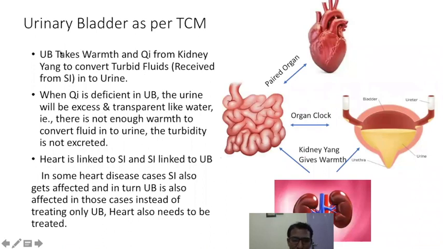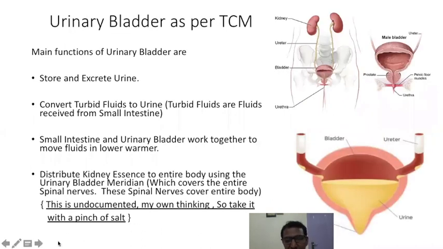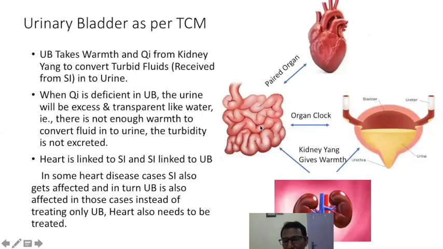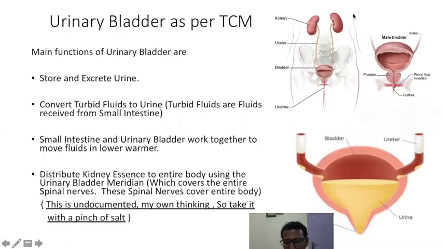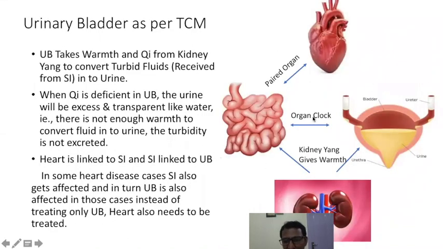So we saw that the urinary bladder creates urine. There are two things where one part I am not clear. Whenever TCM talks about the fluid which comes from the small intestine, there is no discussion of the fluid which comes from the kidney. The kidney filters the blood, and from that waste is collected and sent to the bladder as urine. That is one part. And the second part is the small intestine sending the turbid fluid. That is what TCM says.